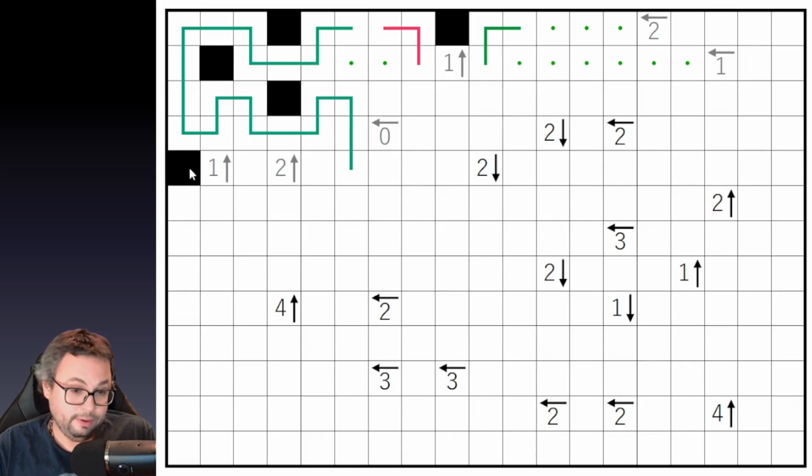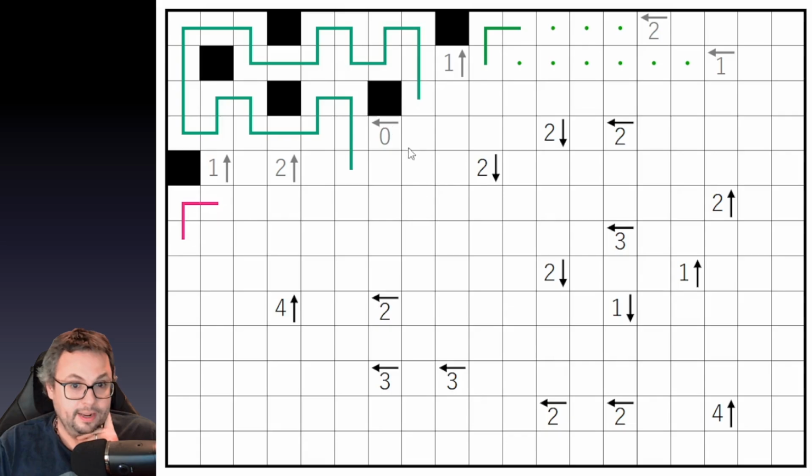Now that's also a dead end. Okay, so we can also fill in that little piece of corner, this little piece of corner, and now that only has 1 way to go. This only has 1 way to go. And I see we have made another dead end here. There's only 3 of the ways are blocked off.